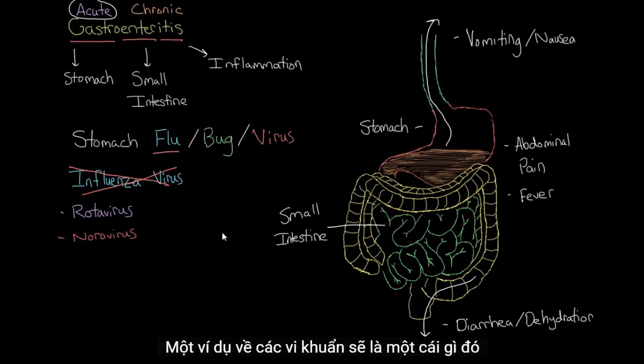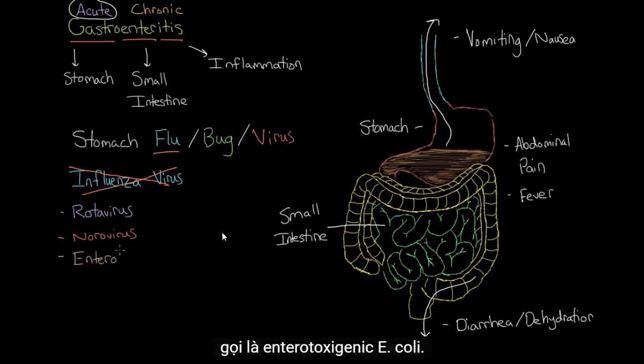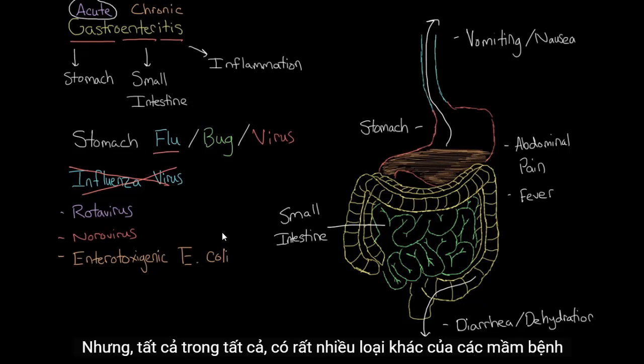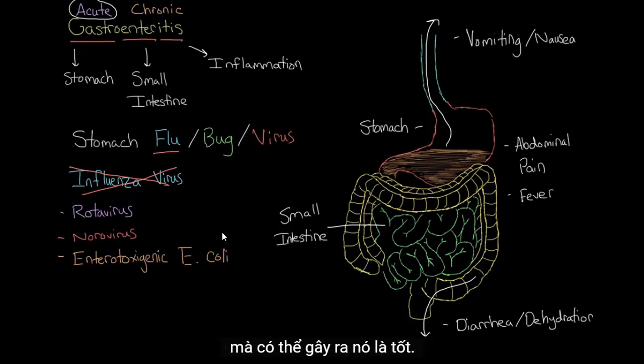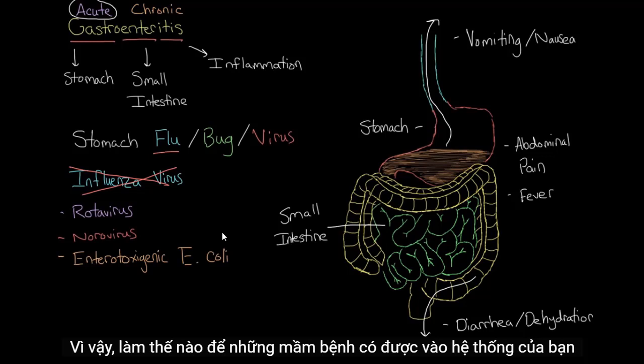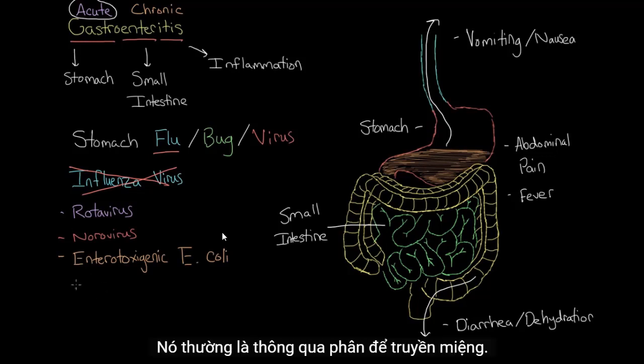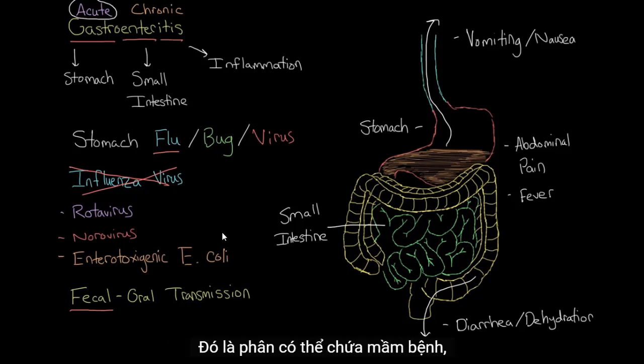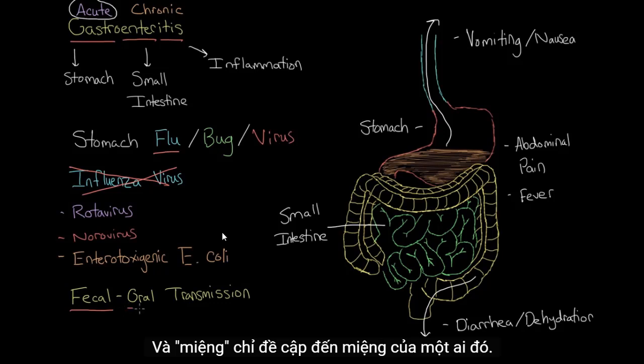An example of a bacteria would be something called enterotoxigenic E. coli. Right, so this is just a really fancy name for some bacteria that could cause the disease. But all in all, there are a lot of other types of pathogens that could cause it as well. So how do these pathogens get into your system to begin with? It's usually through fecal to oral transmission. So your feces is the stuff that gets undigested and doesn't get absorbed into your system and gets excreted as waste. That feces can contain the pathogen, so it's contaminated. And oral just refers to someone's mouth.